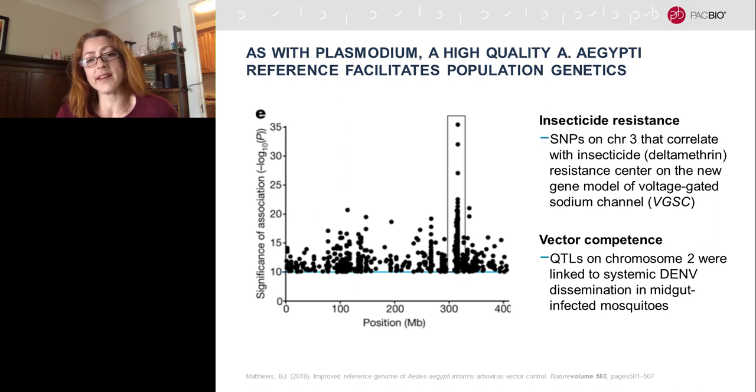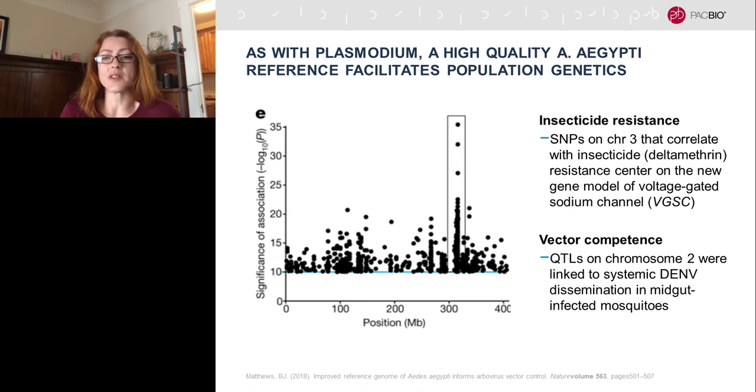And one thing that they identified are some hotspots that are under a selective pressure for insecticide resistance. They did this by studying mosquitoes that are either resistant or not resistant that are located in Mexico. And what they found is that there's a number of SNPs on chromosome 3 that do indeed correlate with deltamethrin resistance.